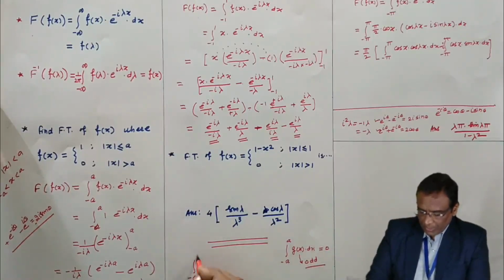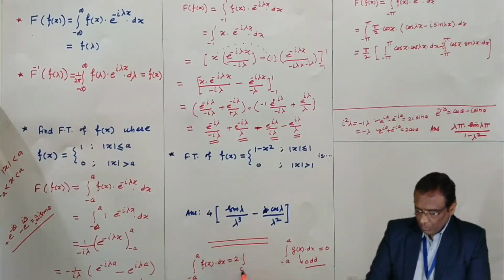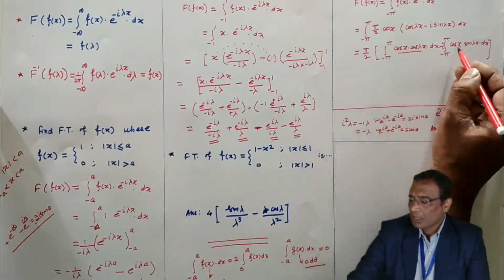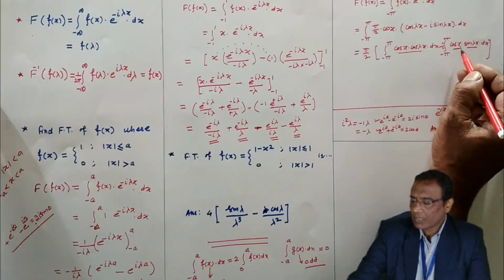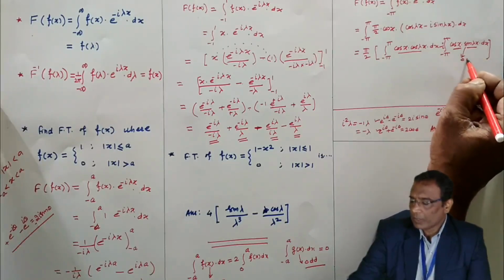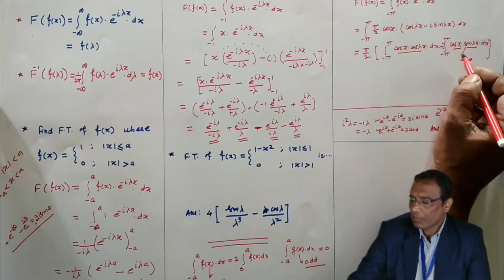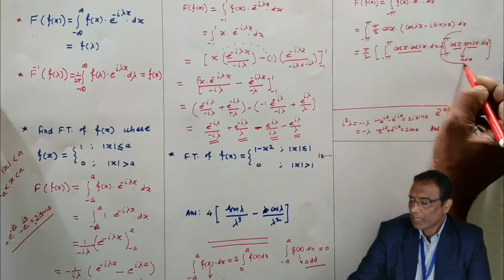If the integral from minus a to a of f(x) is 2 times the integral from 0 to a, this is when f(x) is an even function, and it is 0 when f(x) is odd. Here, this cos x and this cos lambda x are even functions. This sin lambda x is odd, and the product of an odd and an even function is an odd function. The integral of an odd function between minus pi to pi will be 0, so this value will be 0 directly.